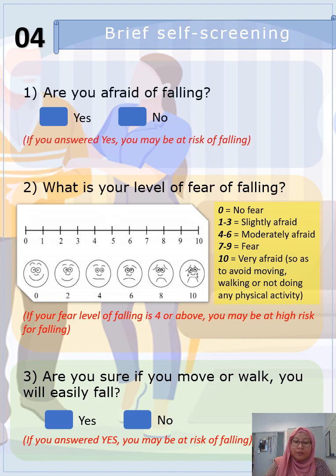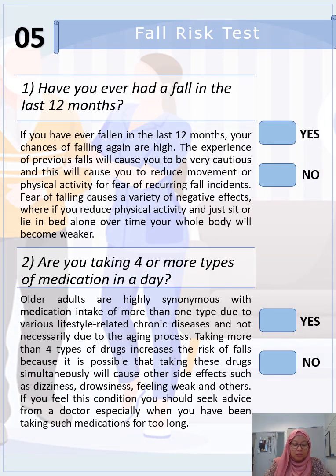The next one, we will look at 4 risk tests. This is adopted from a questionnaire. Number 1, have you ever had a fall in the last 12 months? If you have ever fallen in the last 12 months, your chances of falling again are high.